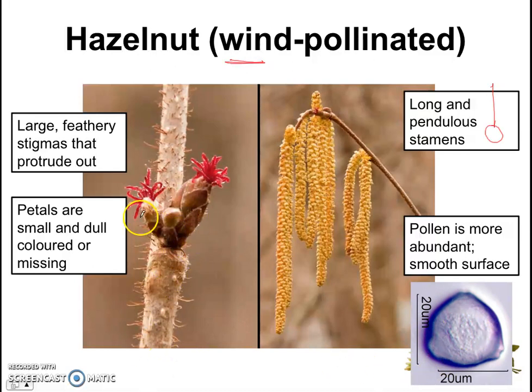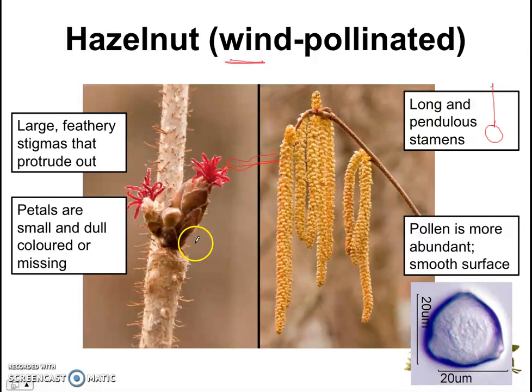Now next, turn your attention to the female flowers. So the female flowers show some of the typical features of wind-pollinated flowers. The stigma, large and feathery, right? Very hairy, feathery looking, protruding out of the plant, right? So that any pollen that drifts its way will get easily trapped in the stigma.